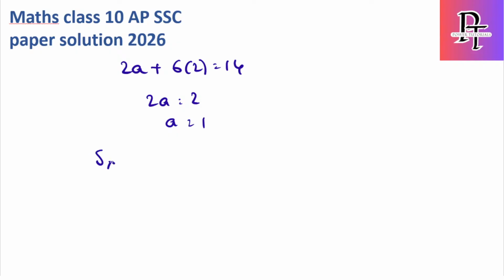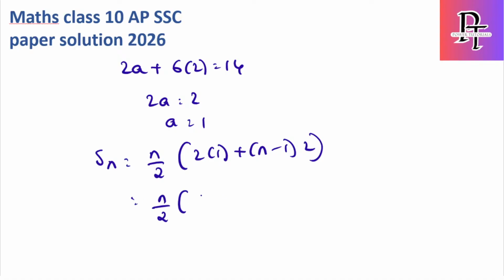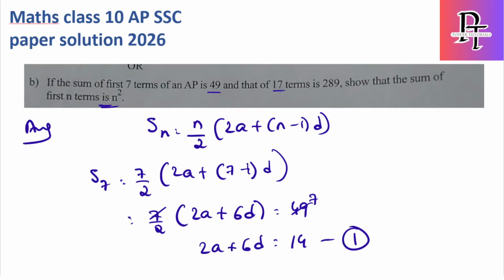Now the sum of n terms, let's write again. n by 2 into (a value is 1, plus (n minus 1) into d value, which we got as 2). So this becomes n by 2 into (2 plus 2n minus 2). So 2 gets cancelled out, again this 2 gets cancelled out, so simply we get n into n, which is n square. See, here I can confidently say I will get full marks, because they simply asked to show the sum of first n terms should be n square, and I got the n square.